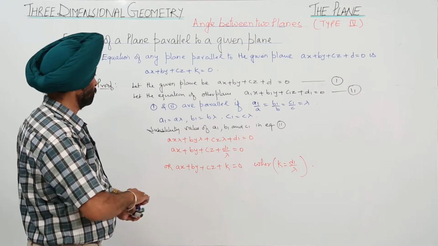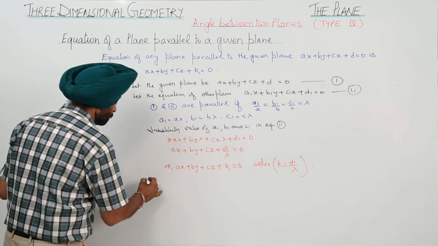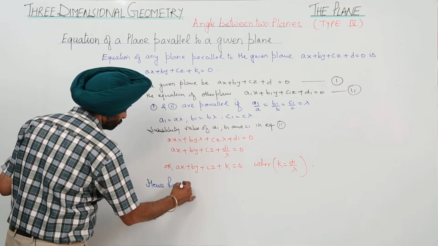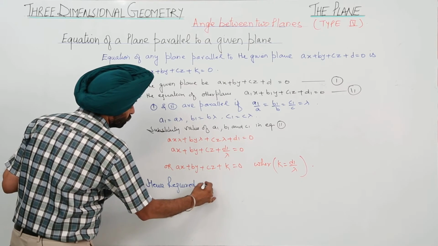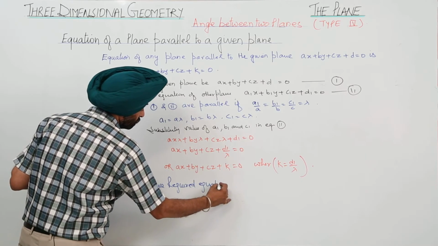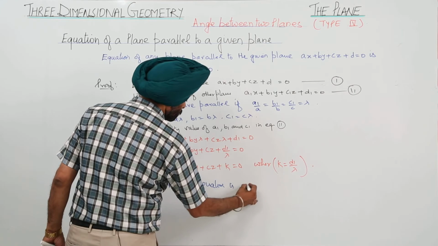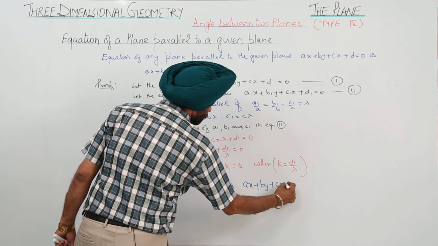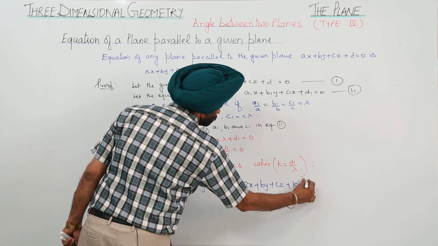Hence the required equation is ax plus by plus cz plus k is equal to 0.